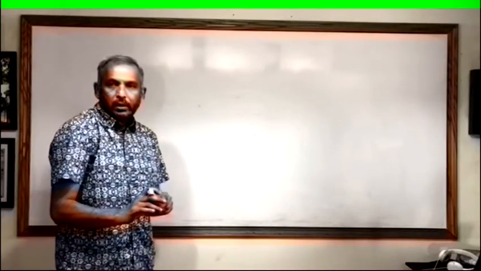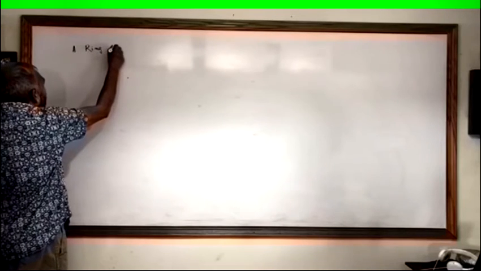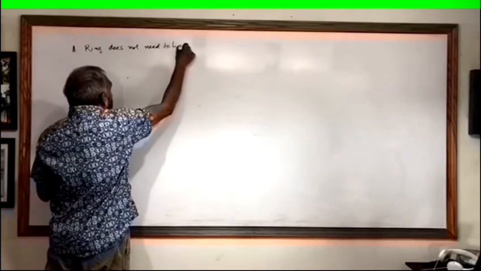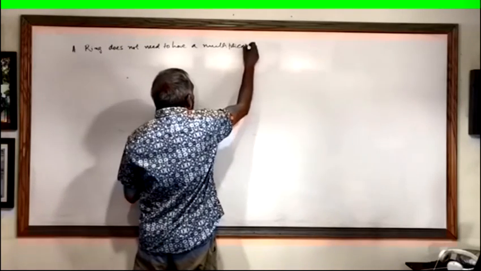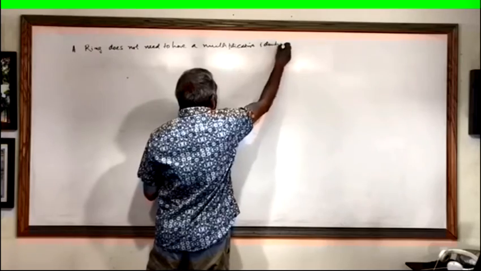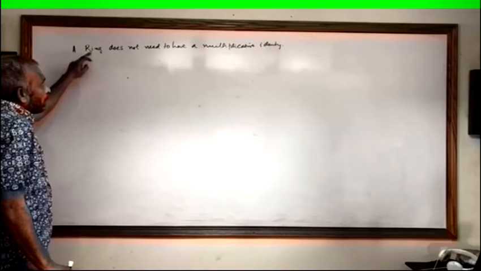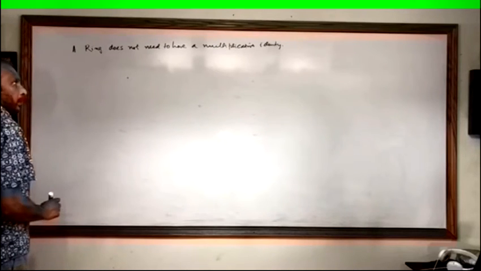Before we come to the examples, we need to note that a ring does not need to have a multiplicative identity. So we'll come up with a ring which has a multiplicative identity, and a ring which does not have a multiplicative identity. Okay.